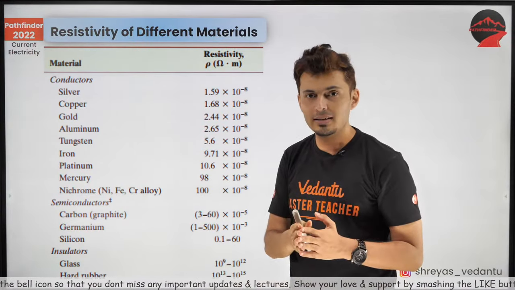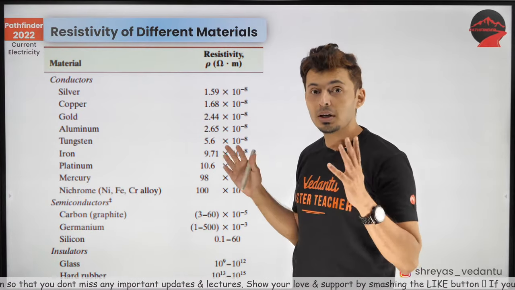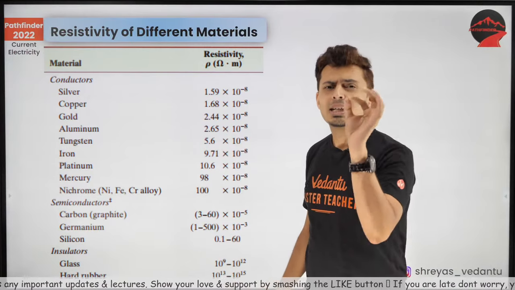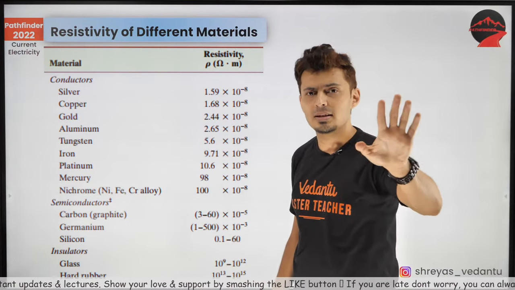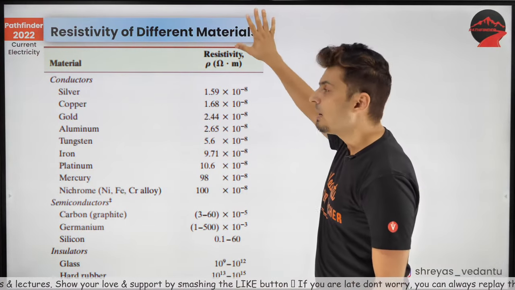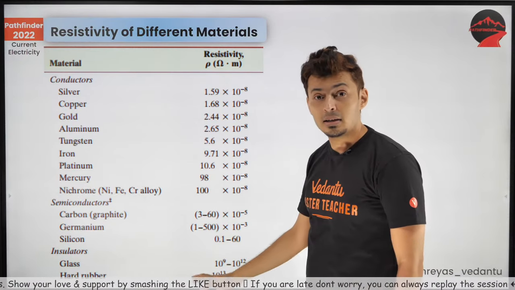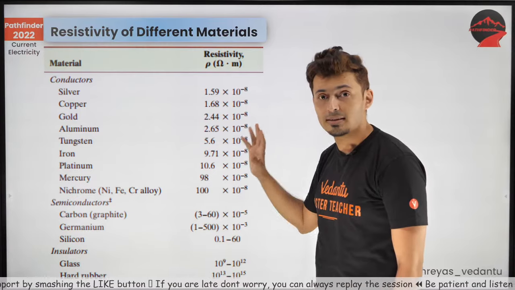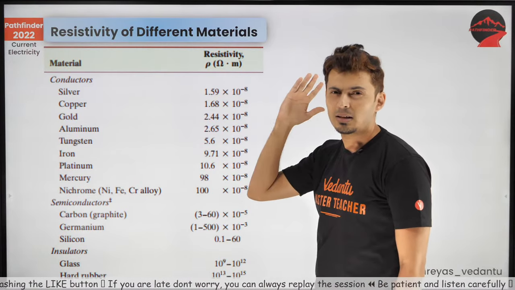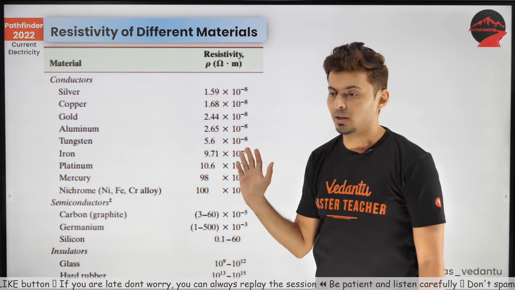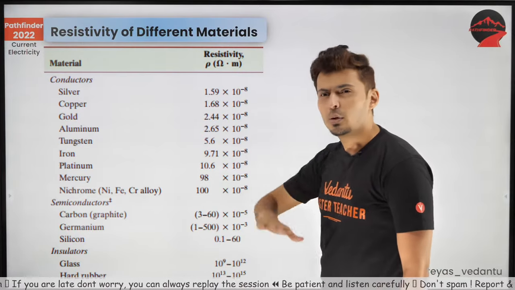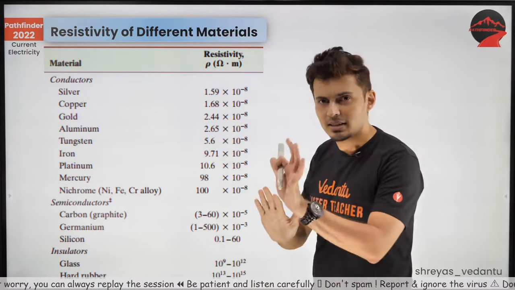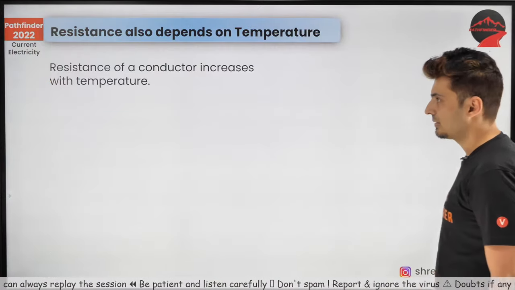Do you have to memorize this table? No. Do you need to know the rough values? No. Just remember the power. That's enough. Conductor, 10 to the power minus 8. Bad conductor, insulator, huge resistivity, 10 to the power 9, 10 to the power 13. And semiconductors in 10 to the power minus 5, 10 to the power minus 3. If you remember these powers, that's more than enough. Nothing more than this.